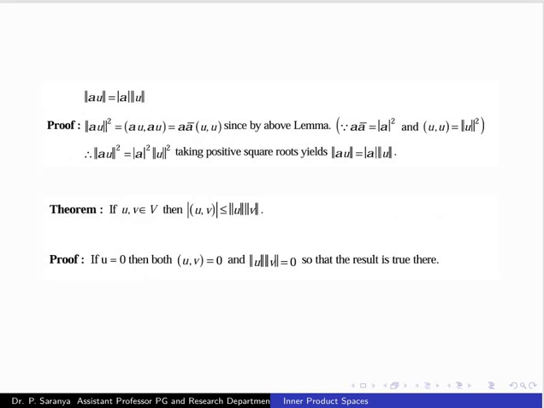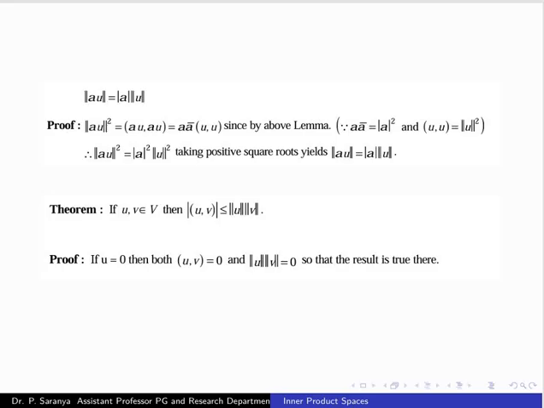Next theorem. Norm of au equals modulus of a times norm u. Proof. Norm of au squared equals the inner product of (au, au). This can be written as a a-conjugate times the inner product of (u, u). Since by the above lemma, a a-conjugate equals modulus of a squared, and the inner product of (u, u) equals norm u squared, therefore norm au squared equals modulus of a squared times norm u squared. Taking the positive square root, norm of au equals modulus of a times norm u.